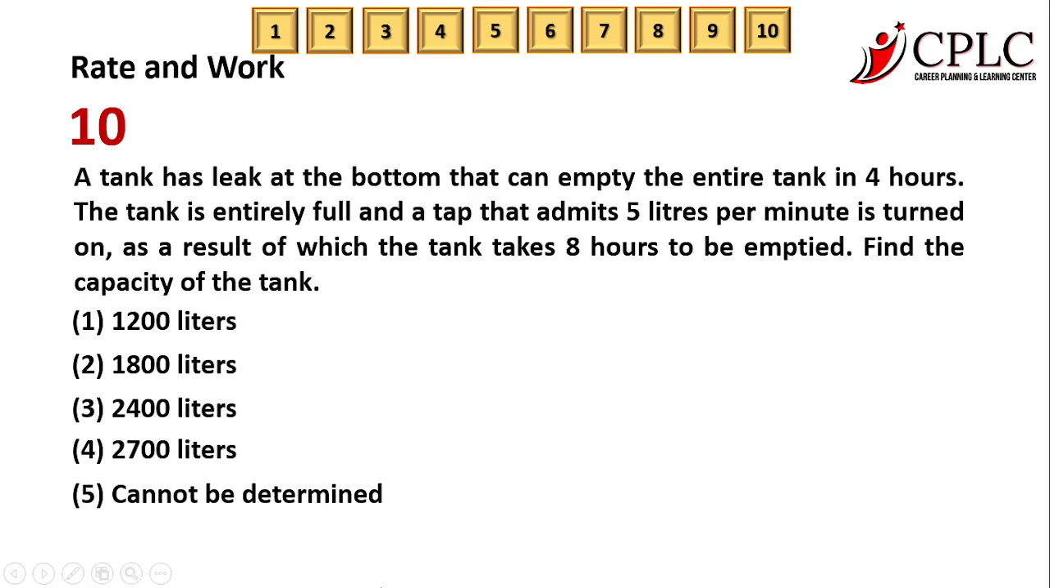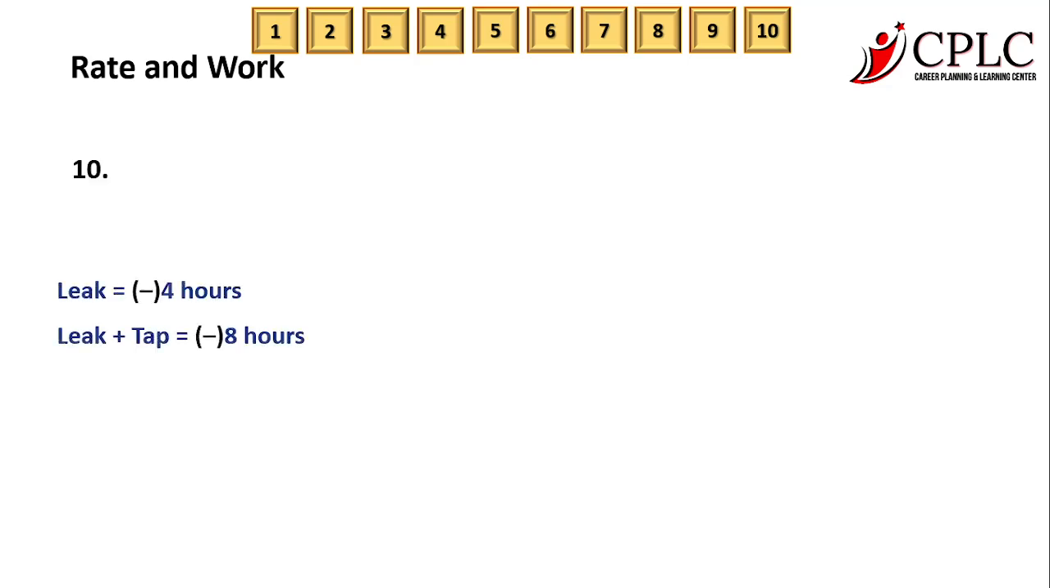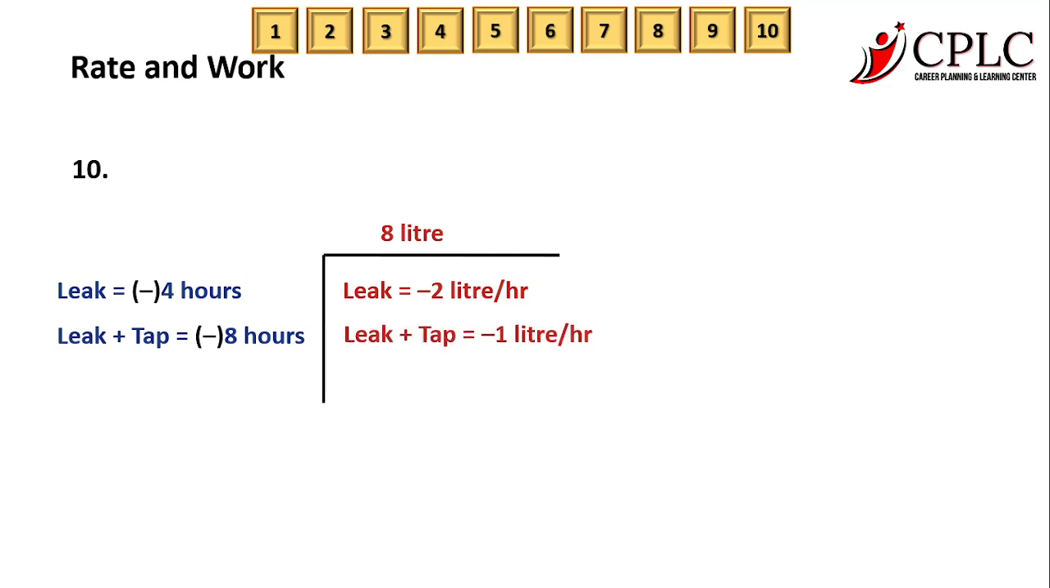So let's formulate that. Leak only, 4 hours में empty हो रहा है. Leak plus tap, 8 hours में empty हो रहा है. LCM method. So 4 and 8 का LCM, the capacity is suppose 8 units, 8 liters. Let's find out the efficiencies. सिर्फ leak को 8 लीटर empty करने के लिए 4 hours लग रहे हैं. So obviously उसका speed होगा 2 liters per hour. And leak और tap को 8 hours लग रहे हैं 8 liters empty करने के लिए. So उनका speed होगा 1 liter per hour की speed से empty कर रहे हैं.